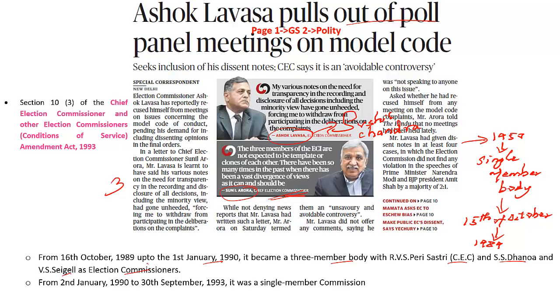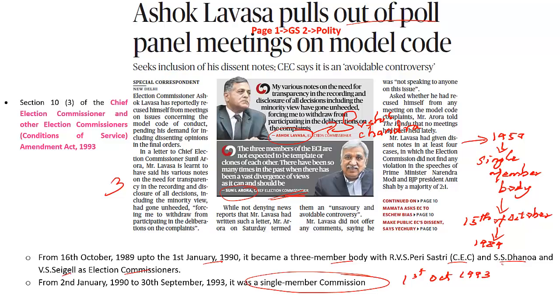Again, from 2nd January 1990 to 30th September 1990, it again started functioning as a single member commission. But eventually, from 1st October 1993 till today, it has been a three-member commission.